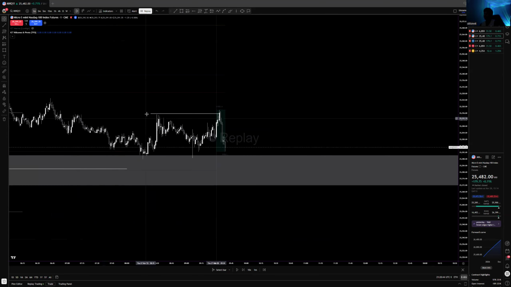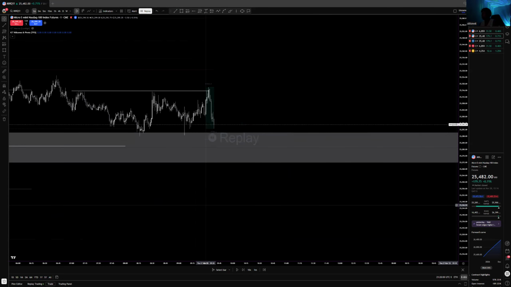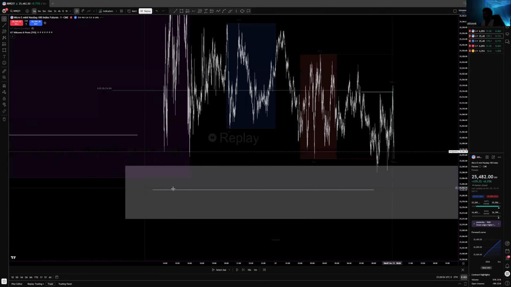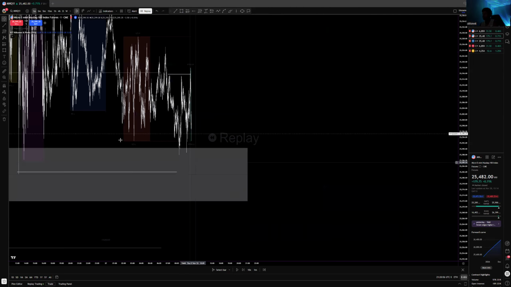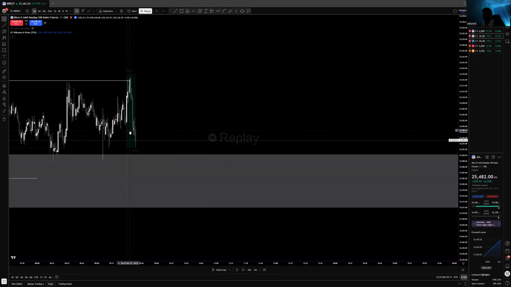That's an internal sweep. If you want, you can take that as equal highs. But that's a clean internal sweep for me, and where I can actually target this low maybe. That could be my target. Let's see. So my entry is going to be right here.